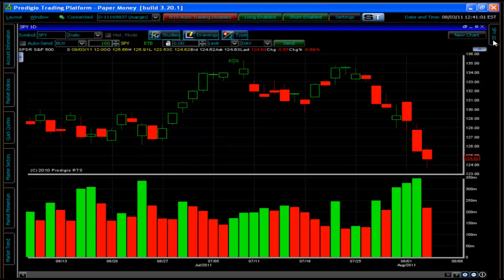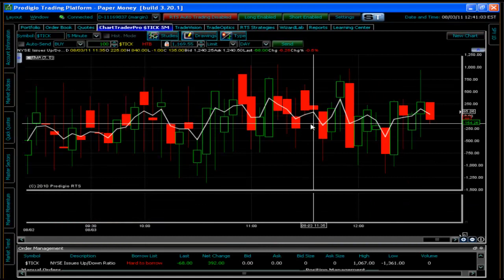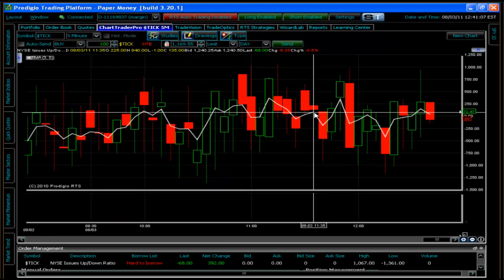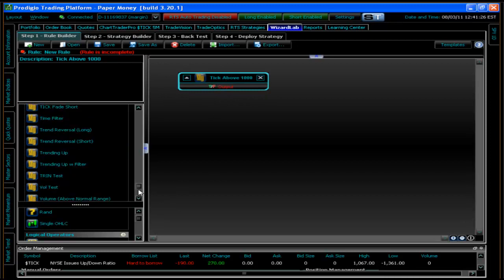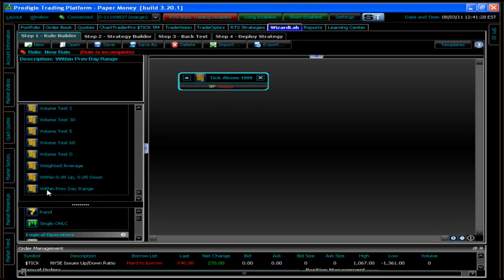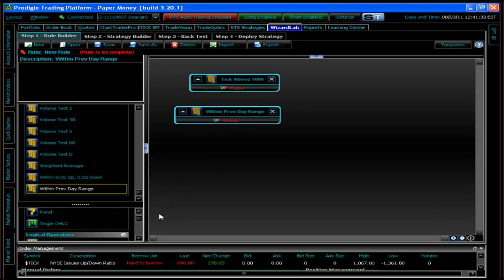So I'm going to show you two versions of this rule. The original way, which you wouldn't get any signals today, but I'm going to show you a way that you can use it to kind of go short, and that's going to show some signals in trade optics. As long as tick is crossing, I might have to reduce the threshold to show the signals. But I can combine these two rules together. I've got tick above 1,000, and I had this other one that I made, which was Peter's original rule, within previous day range. And all I'm going to do here is combine these together.